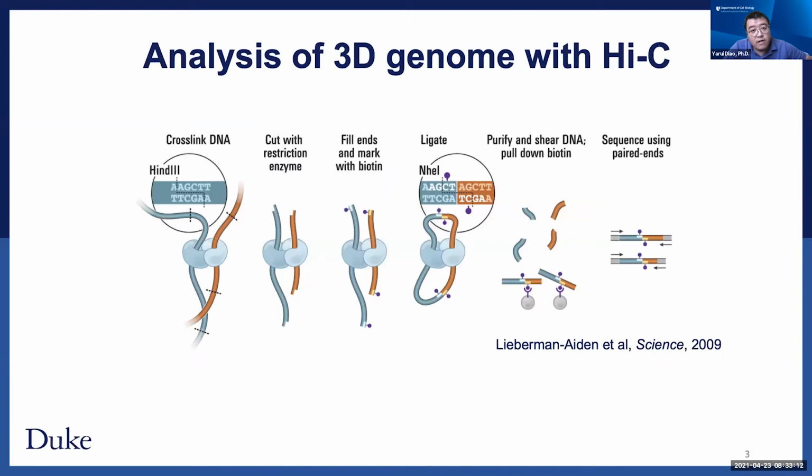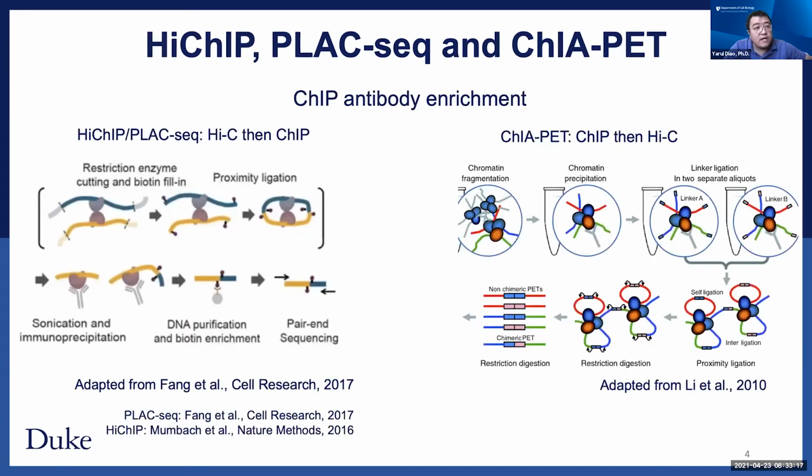Hi-C has been developed as a good standard method to study long-range chromatin interaction. But we know that to get a high-resolution interaction map, you need to sequence the library very deep. So in order to enrich the signals associated with cis-regulatory elements, methods such as HiChIP, PLAC-seq, and ChIA-PET have been developed to capture the long-range interactions associated with a histone mark or TF binding site. The difference between HiChIP and PLAC-seq versus ChIA-PET is whether to do ChIP first or to do Hi-C first.